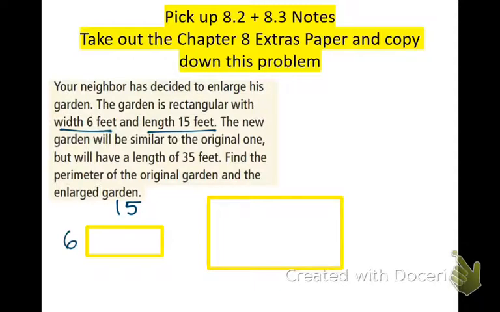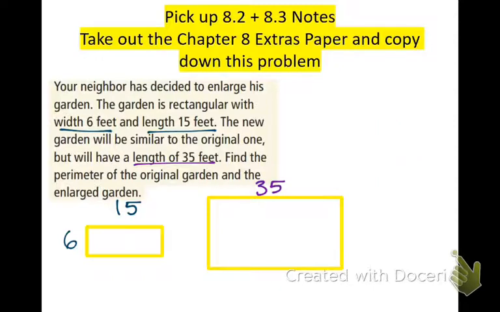It doesn't really matter which one you label which. What matters is in our new rectangle, we're going to have a length of 35 feet. So 35 needs to be in the same spot as which of these numbers? 15. So if you were doing this on your own and your rectangle looked a little different, the thing that mattered... Would the 6 have to be up and down since it's the width? I'm saying if your rectangle didn't even look like mine.